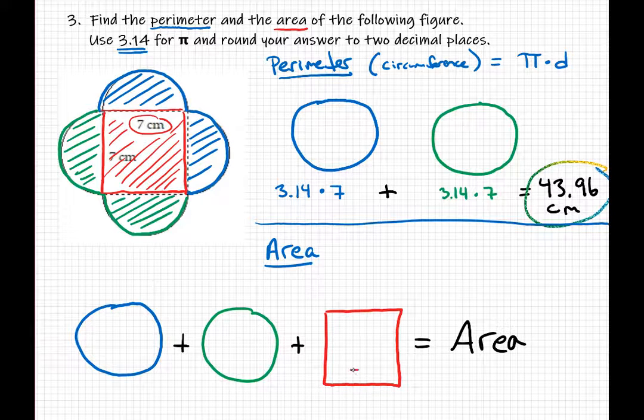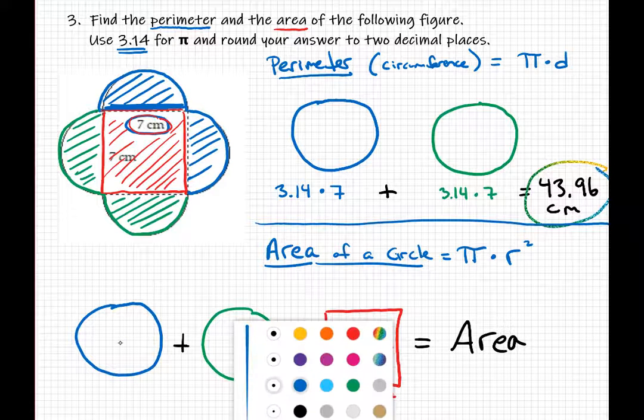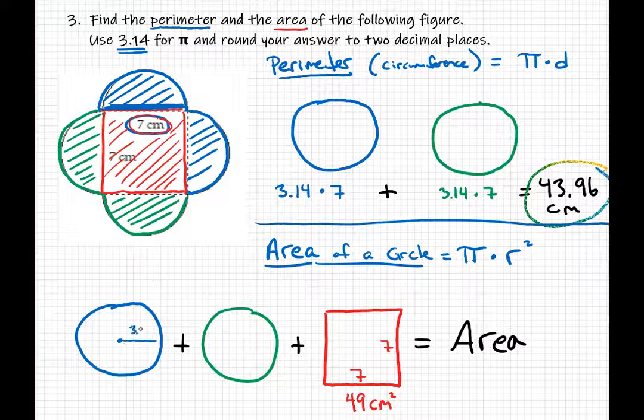Now, let's start with the square because I think that's the easier one. The square is 7 by 7. So the area of the square is 7 times 7, or 49 square centimeters. And now we need the radius of the circle because the formula for area of a circle is pi times the radius squared. We have the diameter of the circle, so this is given. This is 7. So the radius is half of the diameter. Okay, so half of 7 is 3.5.